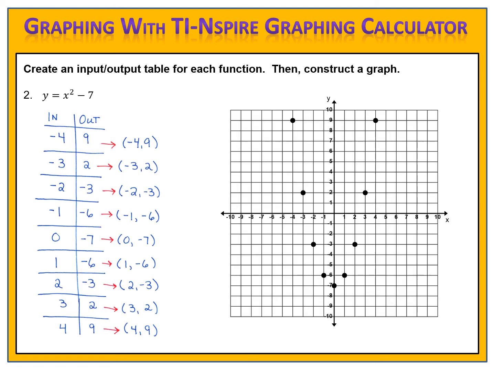Let's see how you did. Your points should look something like this here. Now, once we have our points plotted, we will connect them with a nice smooth curve. Don't forget the arrows on the end. And then, of course, to label the equation. This shape is called a parabola.